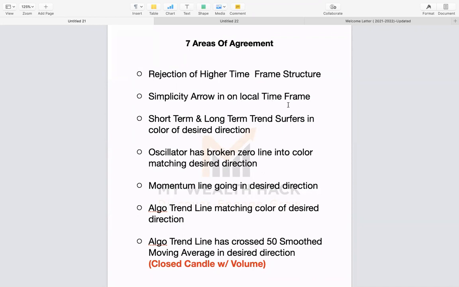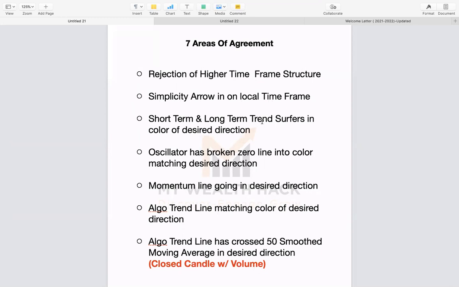Third, we look for the short term and the long term trend surfers to be in the color of our desired direction. Meaning, if we have a simplicity arrow pointing down, we should see the short term trend surfer as well as the long term trend surfer red, red meaning representative of down.